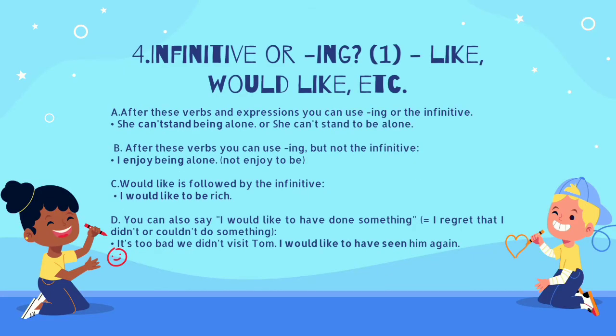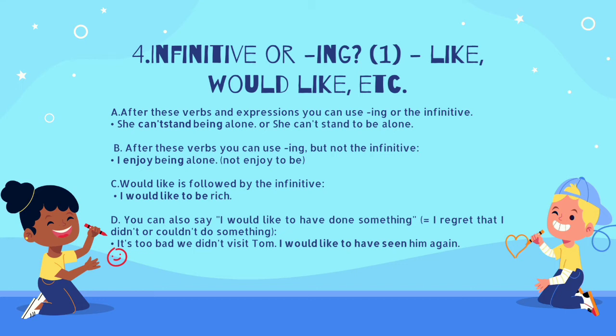And then number 4, infinitive or -ing. First, like, would like, etc. A. After these verbs and expressions, you can use -ing or the infinitive. Example, she can't stand being alone, or she can't stand to be alone. B. After this verb, you can use -ing but not the infinitive. Example, I enjoy being alone, not enjoy to be.